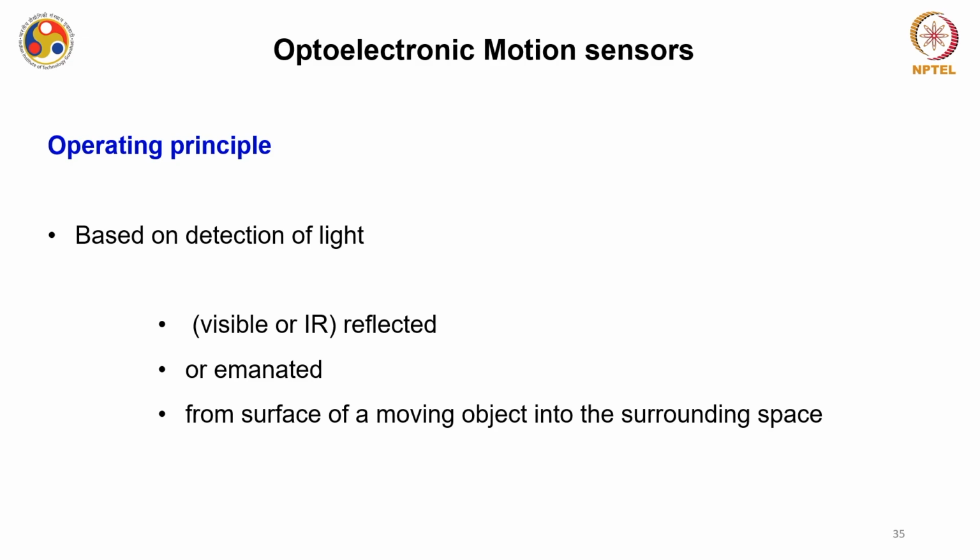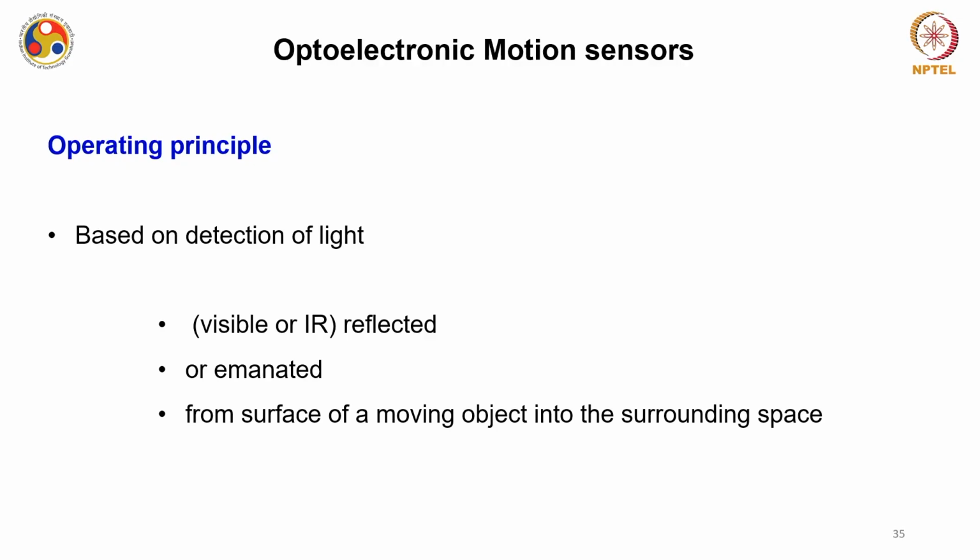Based on the detection of light, there can be various operating principles. As I have mentioned, there are various light regimes that I can use. I can use visible or IR rays. They can be reflected, or the body which I want to detect can also be a source of light. So one way is that I emit a light and it is reflected or refracted from the object which is in motion. The other way of detection is that the body itself is emanating some light.